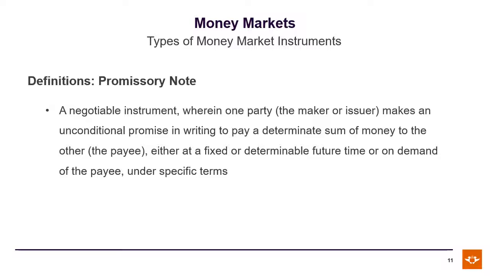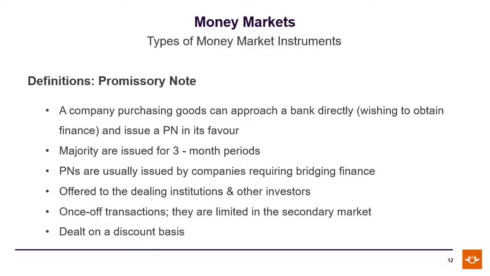The fact that it's a negotiable instrument means that it can be sold in the secondary market. Looking at promissory notes, the majority are issued for 3-month periods. They're usually issued by companies requiring bridging finance, offered to the dealing institutions and other investors. They are once-off transactions, and they are limited in the secondary market, and they are dealt on a discount basis.